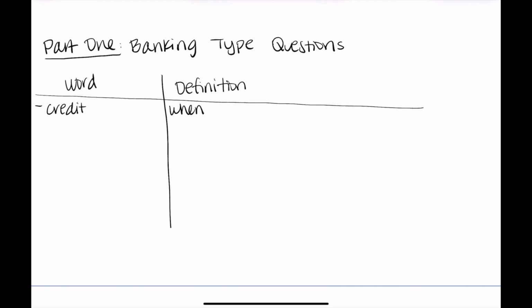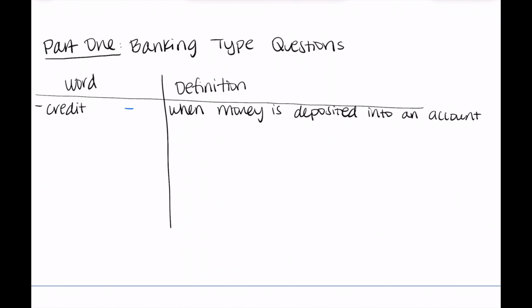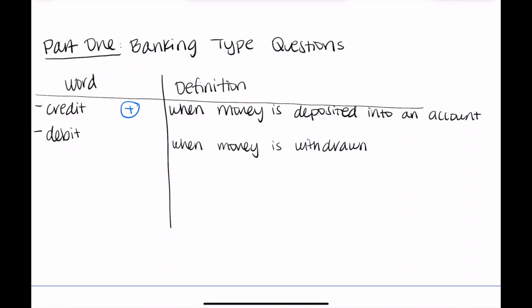So to start out, the word credit means when money is deposited into an account. And when something is deposited, we'll get into what that means in a little bit as well. A deposit is positive. So I'll write a positive sign next to credit. Now for debit, the definition would be when money is withdrawn from an account. And when you withdraw, it's like taking something away. So that would leave us with a negative sign for the word debit.